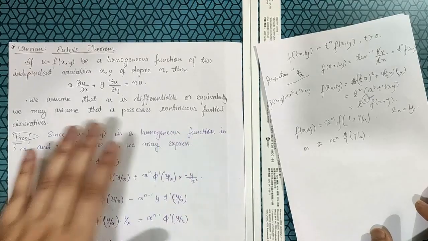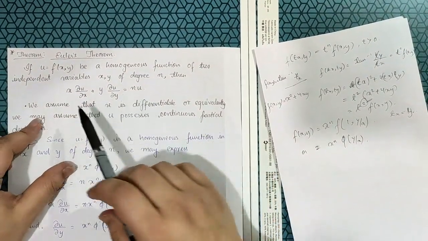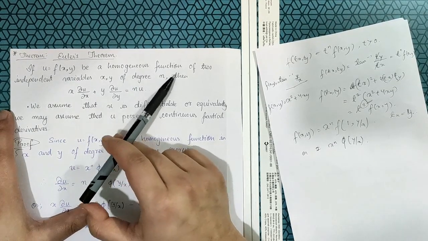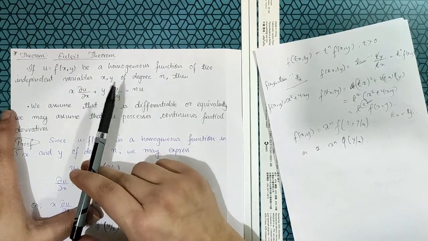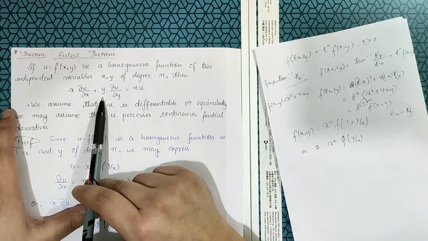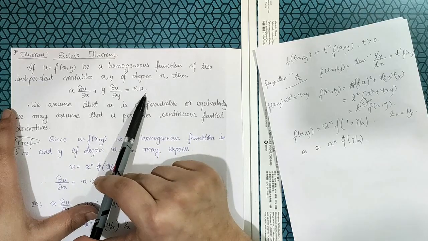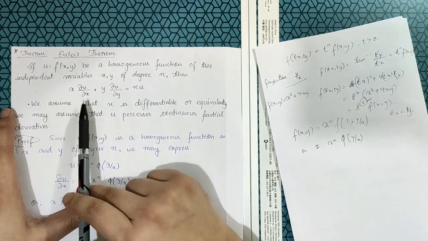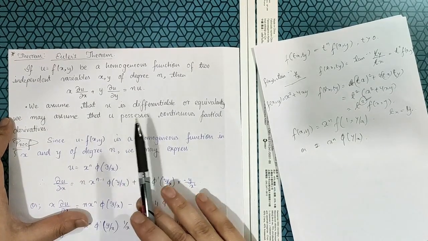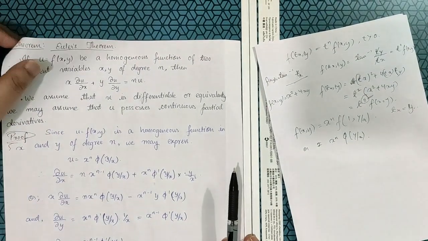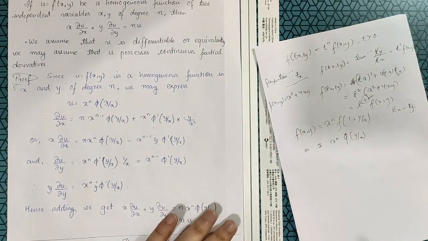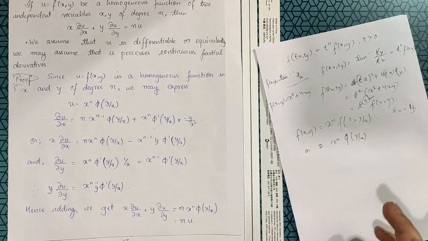So let us understand what the theorem says. If u, which is a function f of x and y, is a homogeneous function of two independent variables x, y of degree n, then x del u by del x plus y del u by del y is equal to n u. We assume that u is differentiable, or equivalently we may assume that u possesses all the continuous partial derivatives. So we assume that all the partial derivatives, that is du by dx, du by dy, all exist.